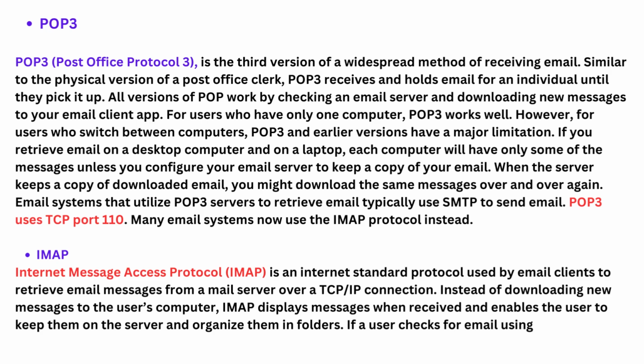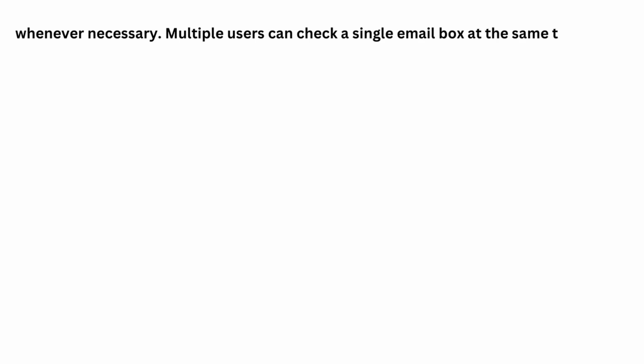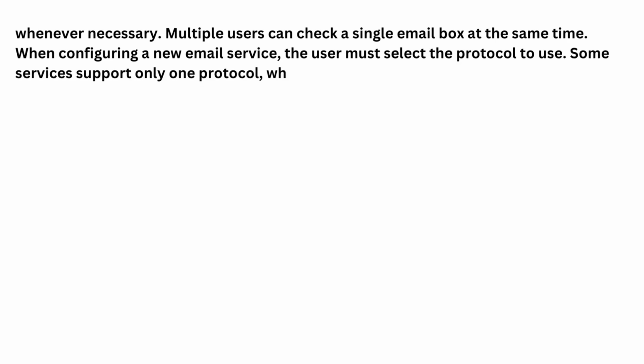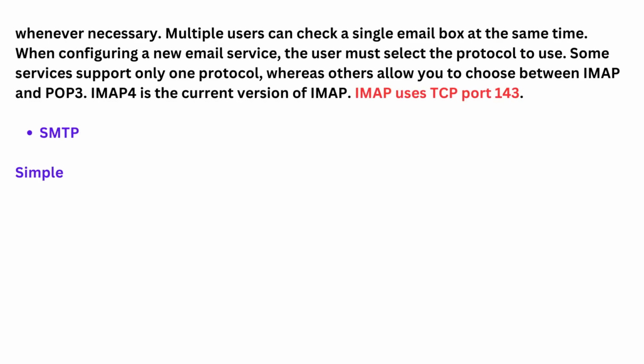If a user checks for email using IMAP on multiple devices, all devices can show all of the user's email. A user can delete IMAP messages whenever necessary. Multiple users can check a single email box at the same time. When configuring a new email service, the user must select the protocol to use. Some services support only one protocol, whereas others allow you to choose between IMAP and POP3. IMAP 4 is the current version of IMAP. IMAP uses TCP port 143.